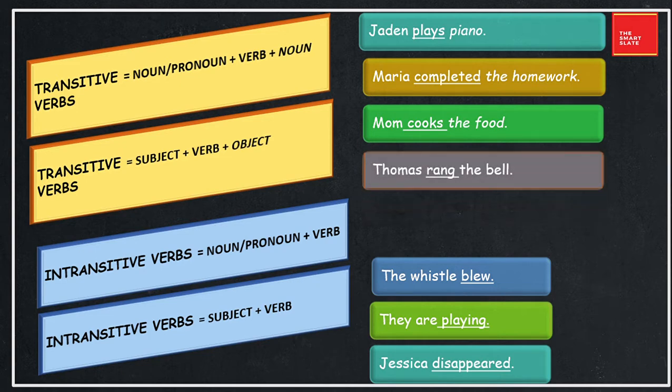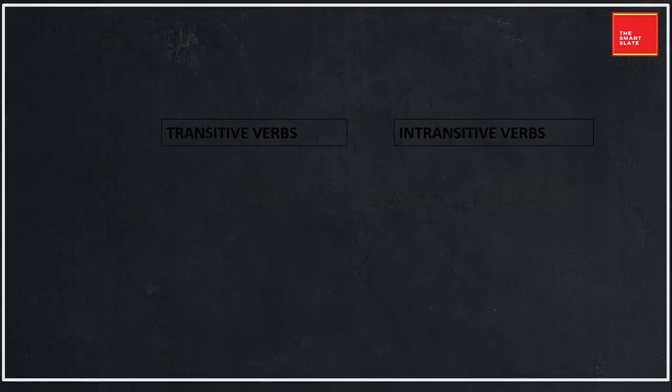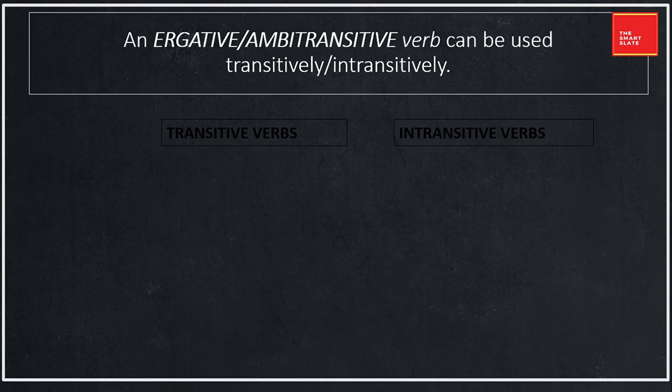Thomas rang the bell. The bell rang. Now these two sentences have used the same verb. Thomas is the subject, rang is the verb, the bell is the object. Similarly, the bell is the subject in case of the intransitive verb and rang is the verb. So when the same verb is used in a transitive way as well as an intransitive way, then that verb is known as an ergative verb or an ambitransitive verb.